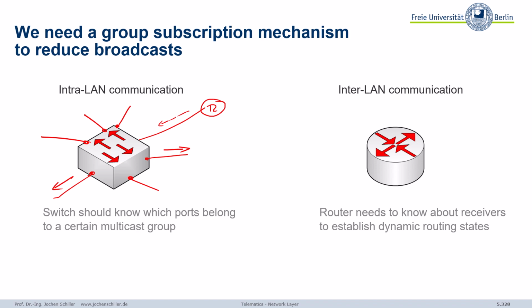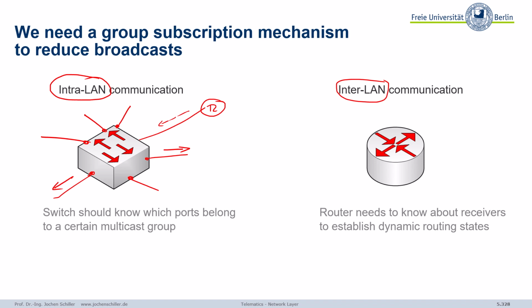There's always this naive or simple solution: we simply flood on all the ports, but it's better that the switch knows which ports belong to a certain multicast group. So we have a layer 3 concept, but the layer 2 switches have to know something. That's intra-LAN. Inside a local area network, the switches have to know who belongs to the multicast group. Otherwise, they have to flood. And between the networks, the routers have to know about the receivers, so they have to establish certain routing states to forward our multicast traffic.